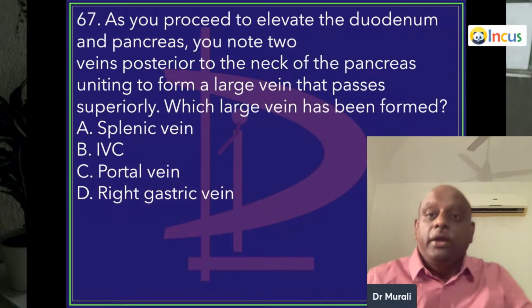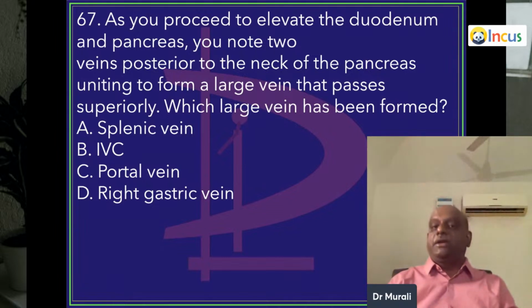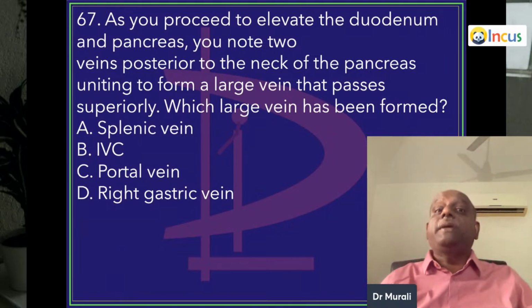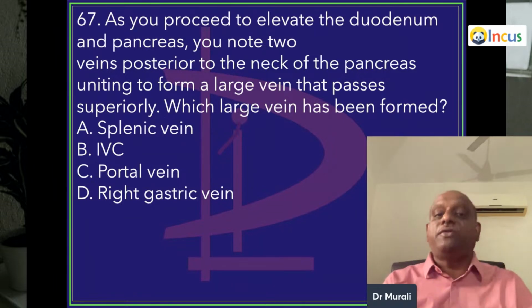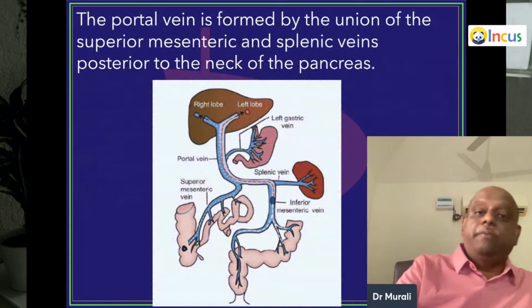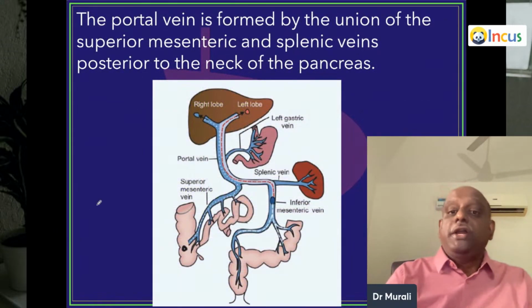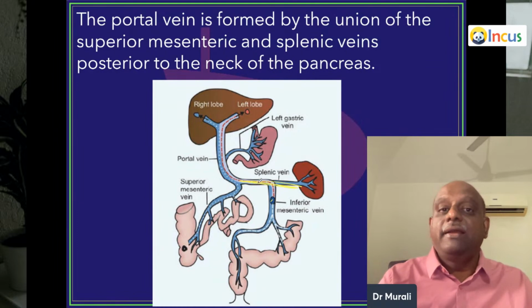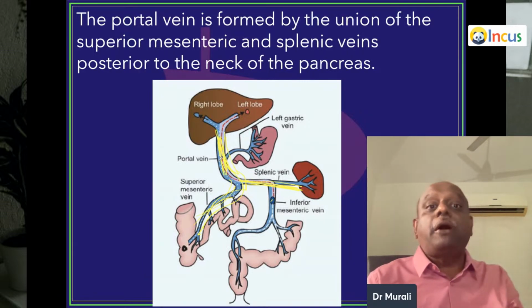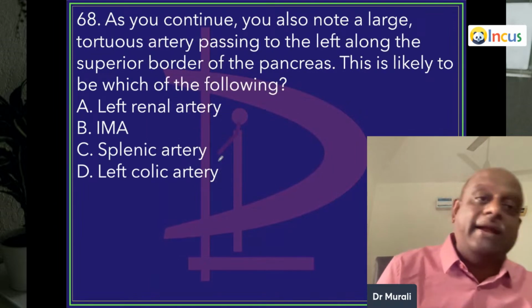Now, you elevated the duodenum and pancreas. There are two veins posterior to the neck of the pancreas uniting to form a large vein. So what is that large vein, doctor? It is the portal vein. The portal vein, how is it formed? It is the splenic vein and the superior mesenteric vein. They two merge together to form the portal vein, which passes posterior to the neck of the pancreas, is what you should remember.